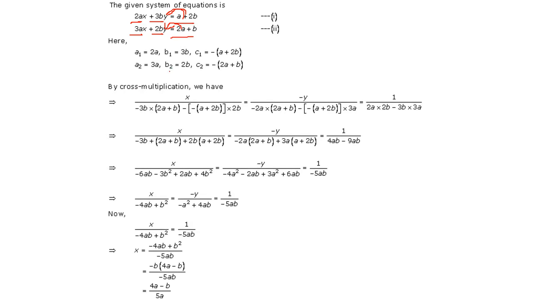Now here a1 is 2a, a2 is 3a, b1 is 3b, b2 is 2b. We bring it here. c1 is minus (a plus 2b), and because we have already brought it here, c2 will be minus (2a plus b), like this. Now do the cross multiplication, x will be like this, and y also you can find.